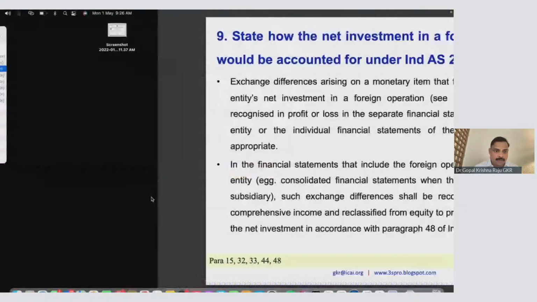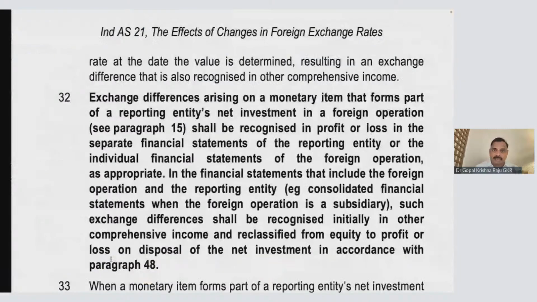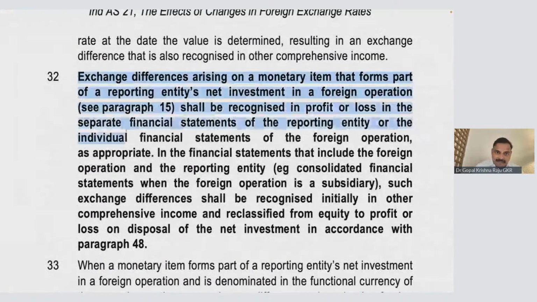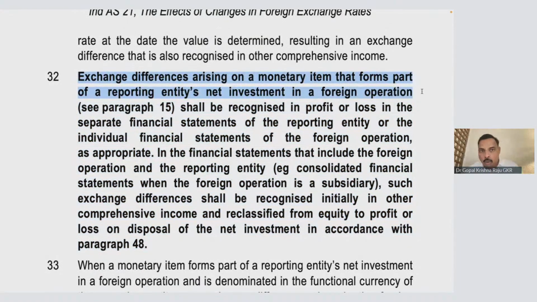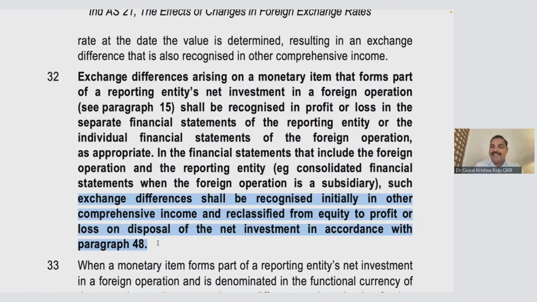So let me take you to paragraphs 32 and 33. Now, exchange difference arising on a monetary item that forms part of a reporting entity's NIFO shall be recognized in P&L of the reporting entity or the individual financial statements of the foreign operation. In the financial statements that include the foreign operation and the reporting entity, such exchange difference shall be recognized initially in other comprehensive income and reclassified from equity to profit or loss on disposal of the net investment, in accordance with para 48.